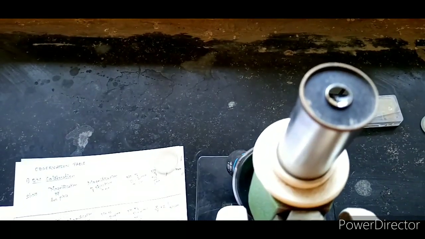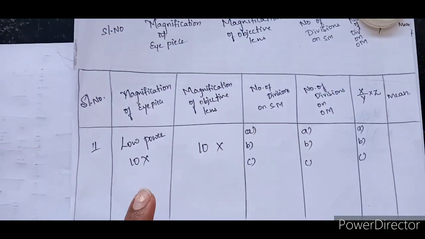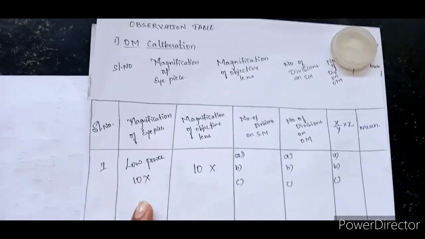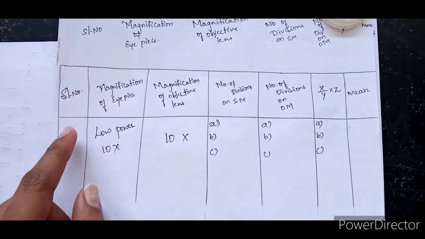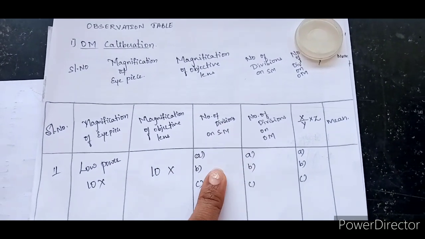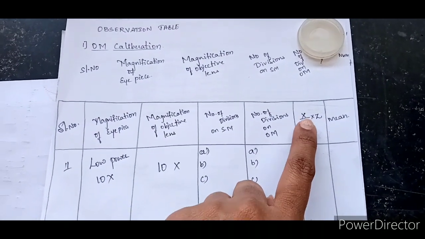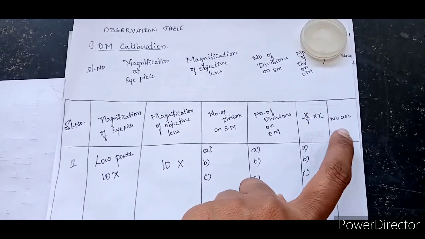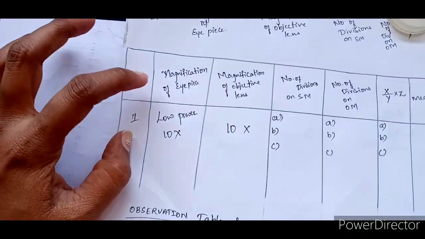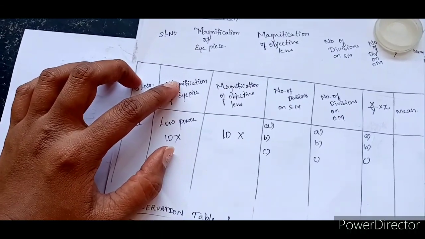The number of lines coinciding on the oculometer and stage micrometer are counted and noted down in the tabular column, and this tabular column is for oculometer calibration. The tabular column has serial number, magnification of eyepiece, magnification of objective lens, number of divisions on stage micrometer, number of divisions on ocular micrometer, and x by y into z and mean. So here first one, the magnification of eyepiece is 10x.